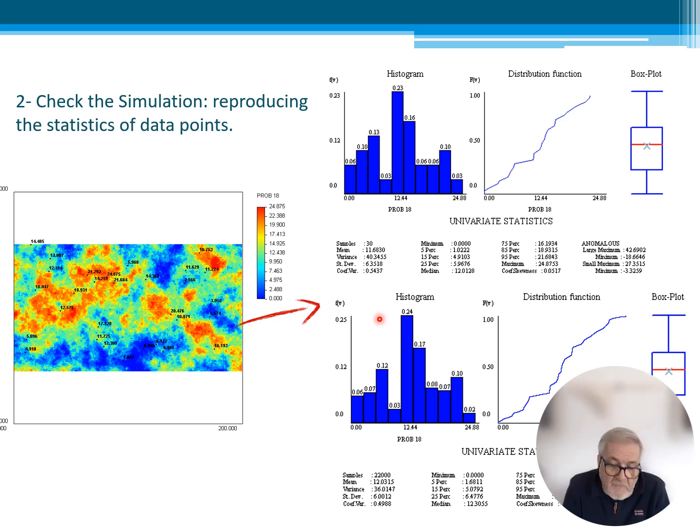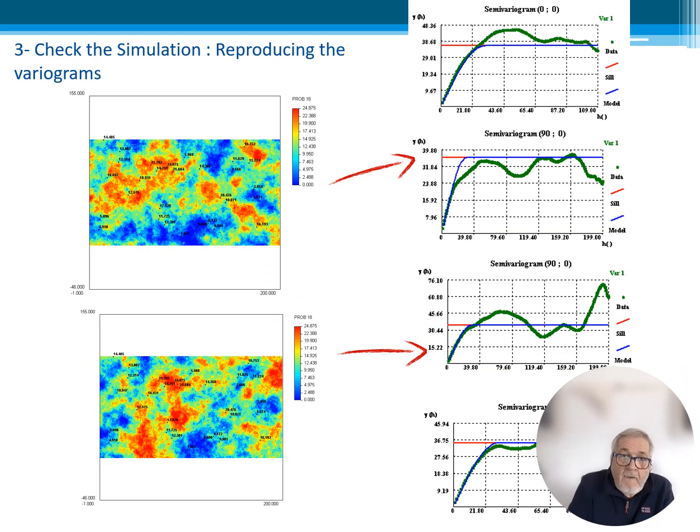Okay, it does not mean that it is exactly the same histogram, but a similar histogram, with similar mean and variance, depending on the realization. There's some fluctuation of the ensemble of realizations. The third check is the reproduction of variograms, the spatial continuities. As you have seen, this is one main goal, to reproduce the variograms.